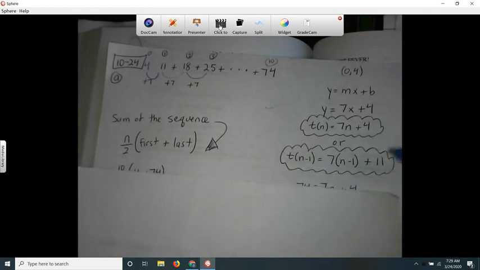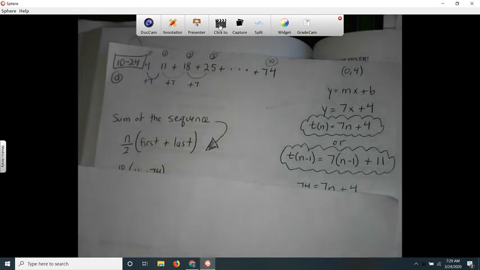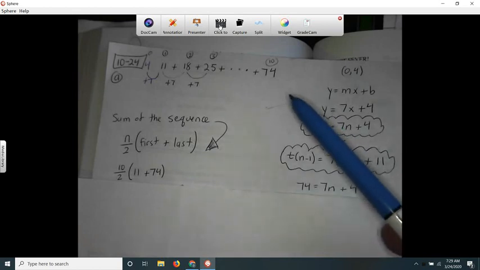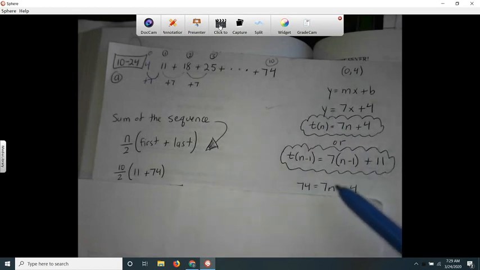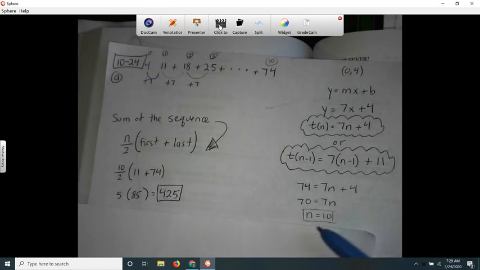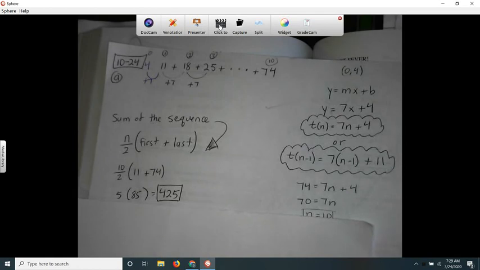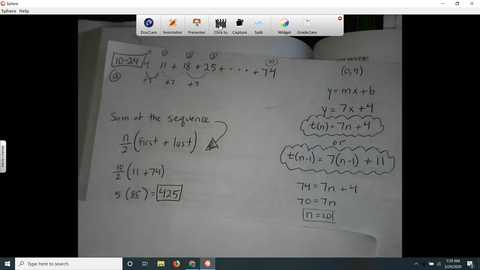Okay, here's how I find out that 74 is the 10th term. I get my y equals mx plus b, and I plug in 74 for y, and then I'll find out what x or n is. So I can subtract 4 on both sides, and then I can divide by 7, and I find out that this is the 10th term. And then let's skip to down here.